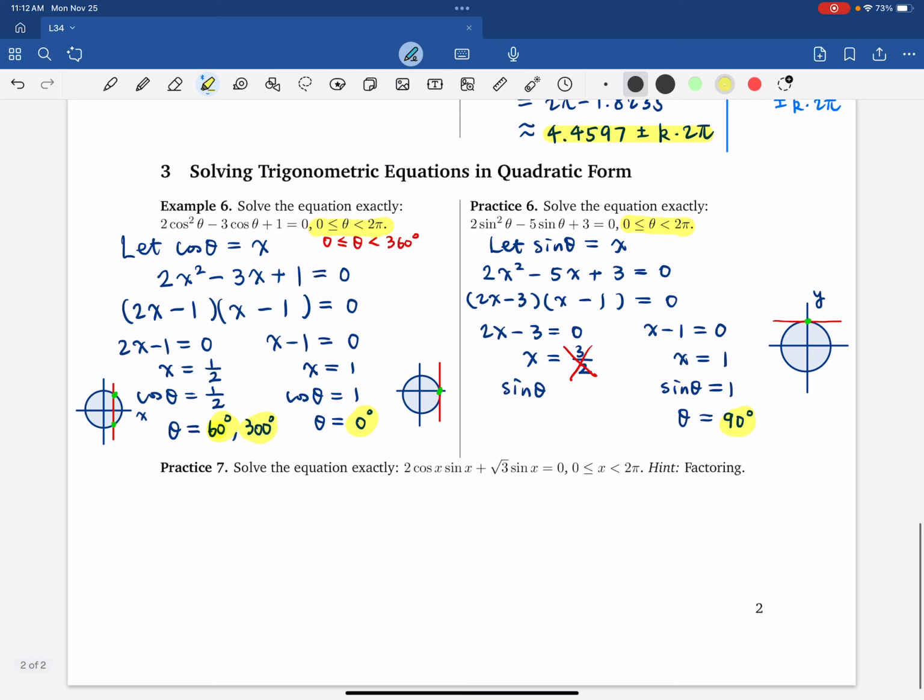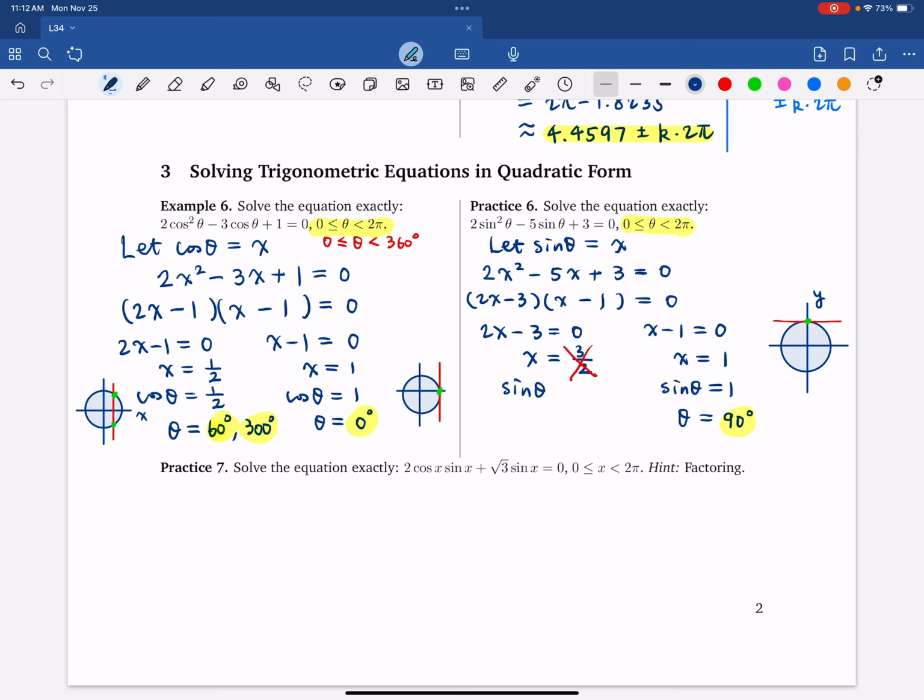All right, final practice problem, practice 7. This is 2 cosine x sine x plus radical 3 sine x equals 0, and the x is between 0 and 360, including 0 but not 360 degrees. So for this one, there is a hint. It talks about factoring. Do we do substitution? I would say it is possible that you could solve it by substitution, but for this one, we simply factor it.